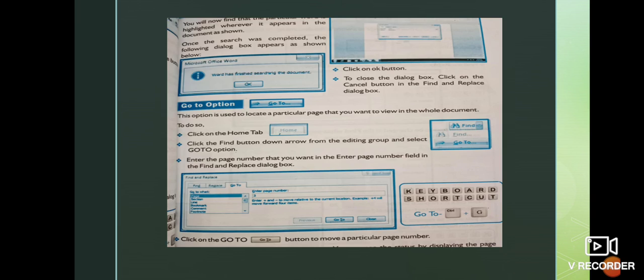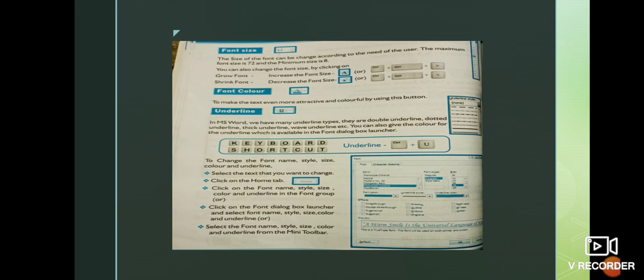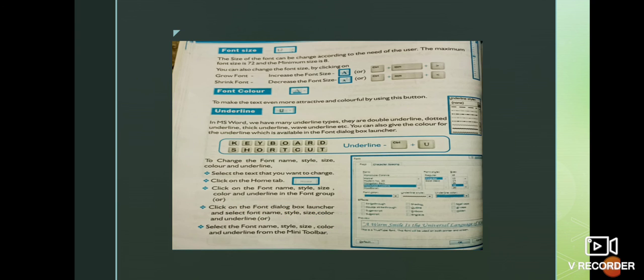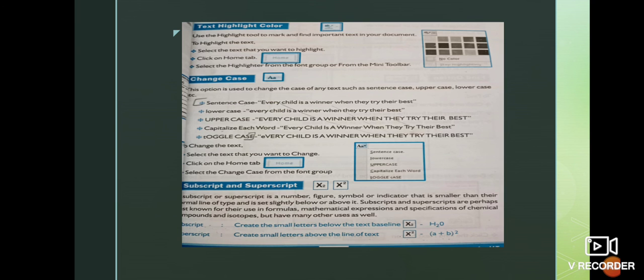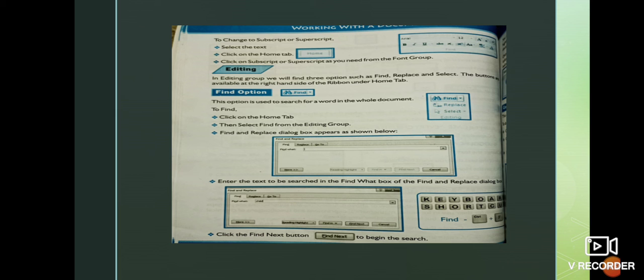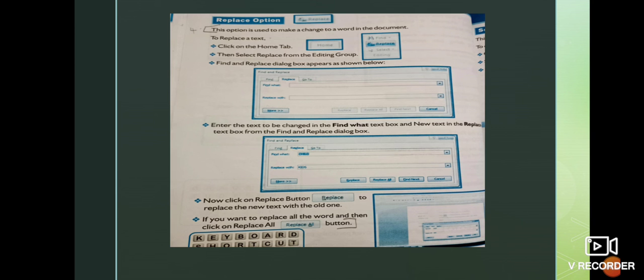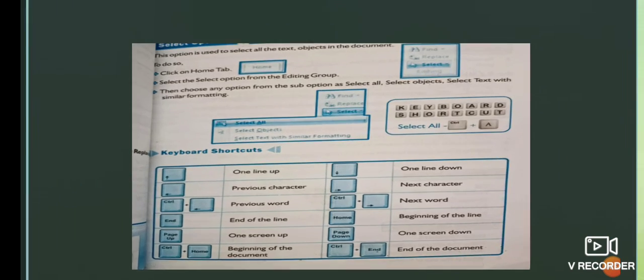So this is about your chapter number 5. So these are the things. First you learned how to select a text and how to change a font. What are the options that come under editing, find, replace, and then finally what are the keyboard shortcuts available.